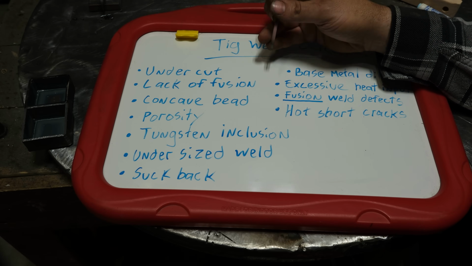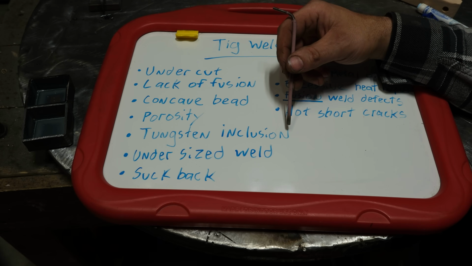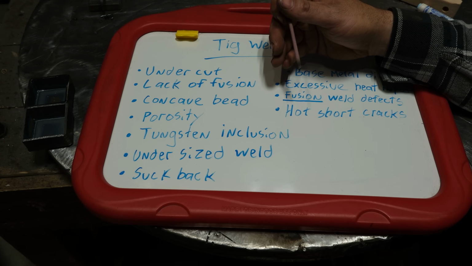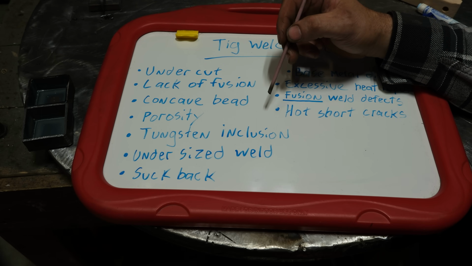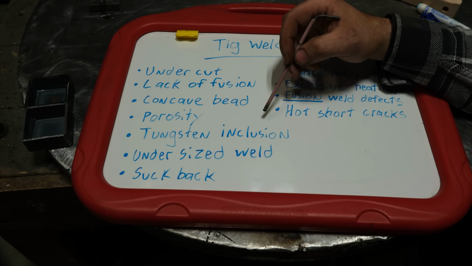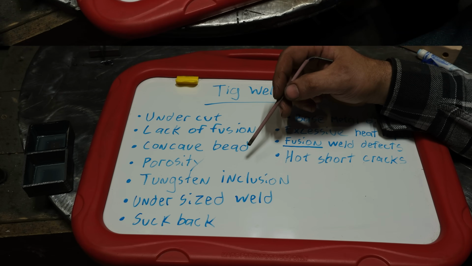Again, the higher the skill you have, the less likely you're going to have an issue with this. But my opinion is, if you think there could be a piece of tungsten in your weld and it's a critical weld or something that needs no defects, grind it out.